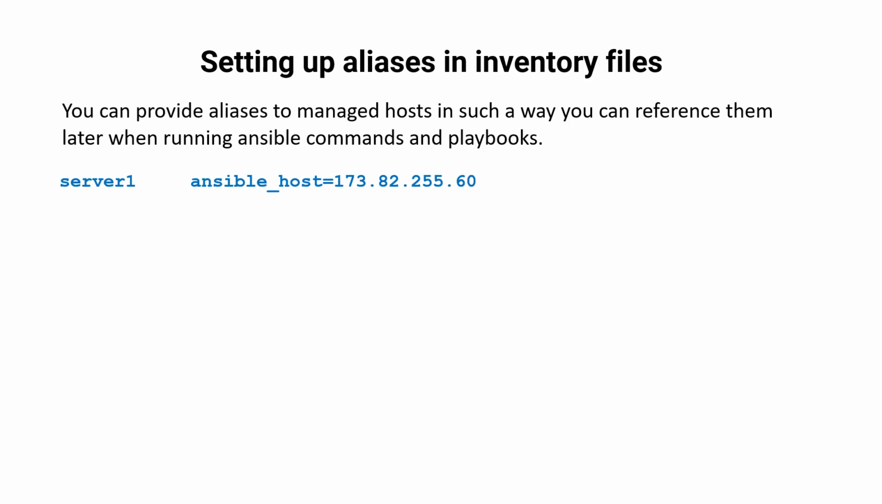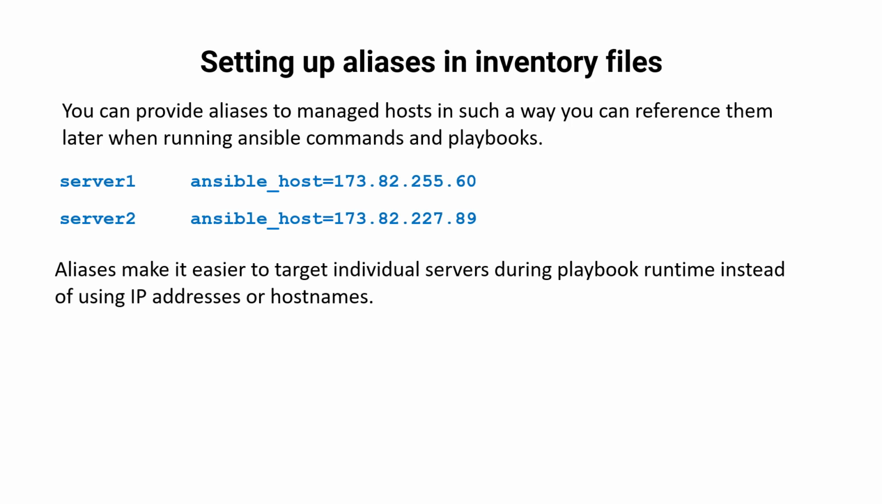which is 173.82.255.60, all right? Similarly, you can specify another alias like this, followed by the ansible_host variable, which points the server to the IP address of the node, all right? Now, the benefit of having aliases is that it makes it easier to target individual servers during playbook runtime instead of using an IP address or a host name. So now let's check out how you can do that on an inventory file.